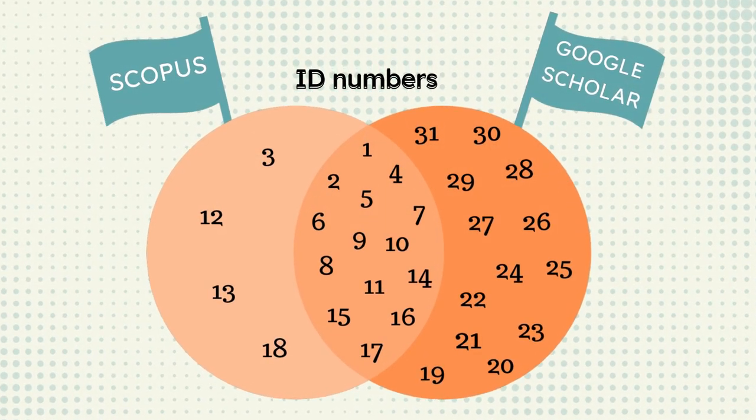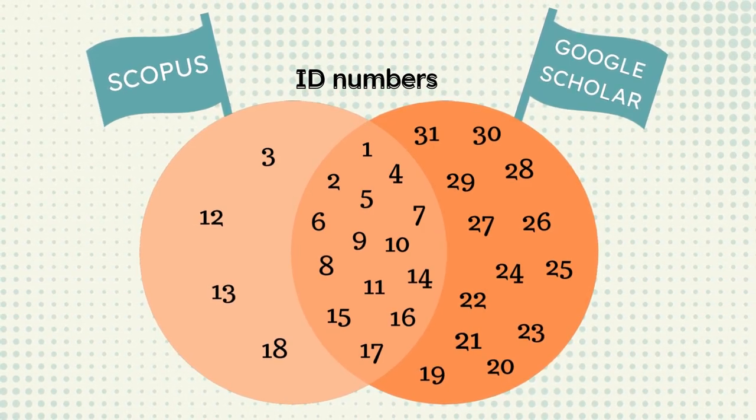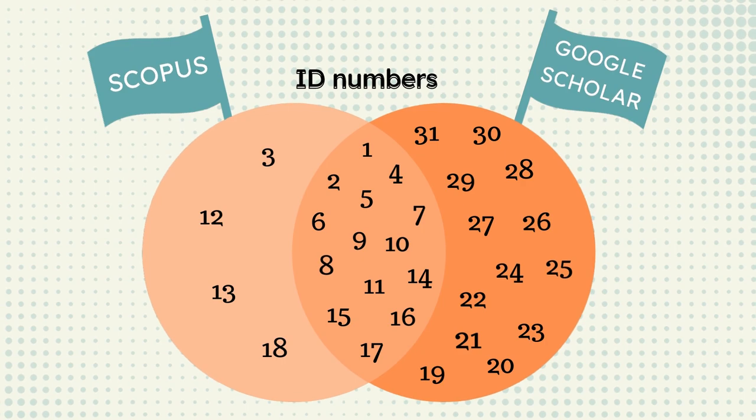All the documents analyzed in this review were identified with an ID number. In this Venn diagram, we can see that the two sources, Scopus and Google Scholar, often produce the same results. Inside the intersection between the two circles, there are the documents found both in Scopus and in Scholar.